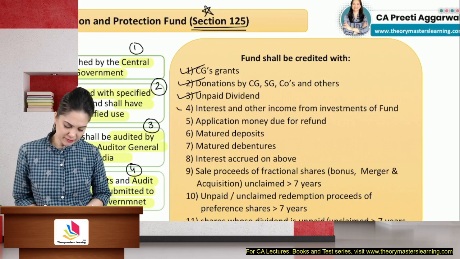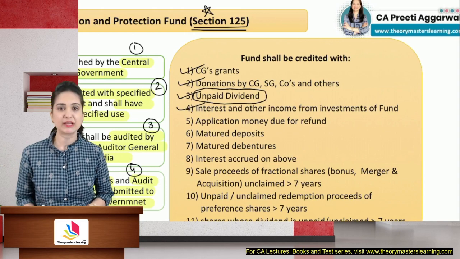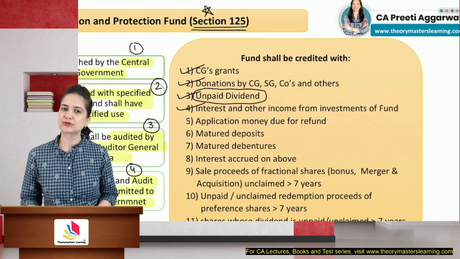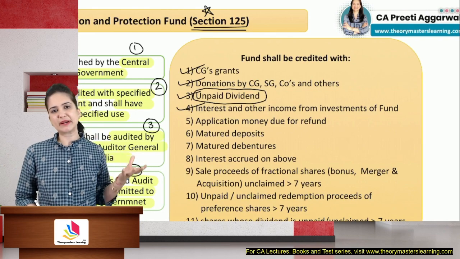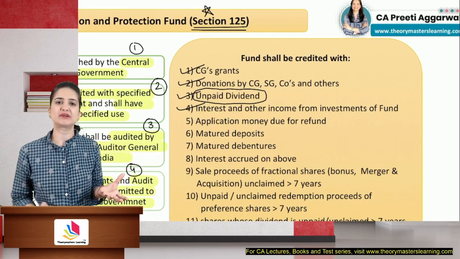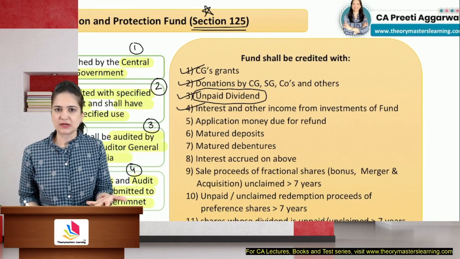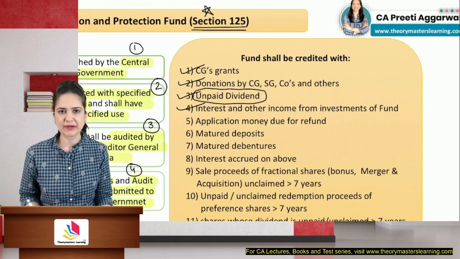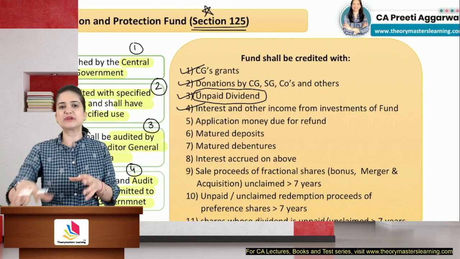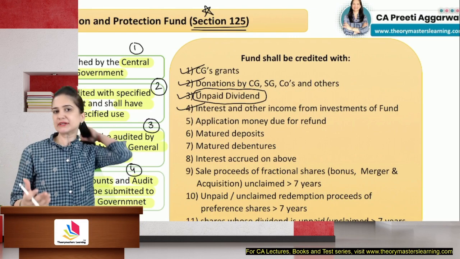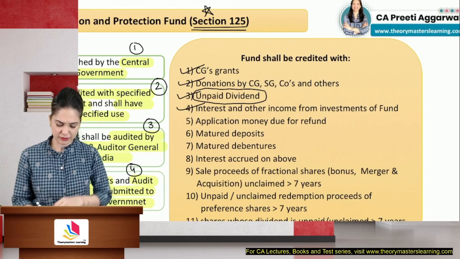Interest and other income from investment. See, if money is lying in this account, it will definitely earn interest. So that interest will also be credited over here. The unpaid dividend which was lying in the unpaid dividend account for 7 years, after the 7 years are over, the dividend amount along with interest will come here. Now this fund, we don't know when money is to be paid, so this fund will also not be kept idle. The money in this fund will also be invested. Whatever interest or income from the investments that you are earning will be credited over here.